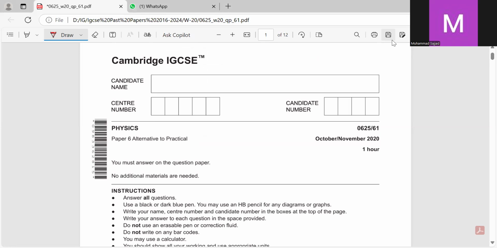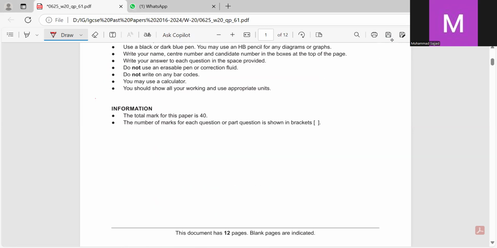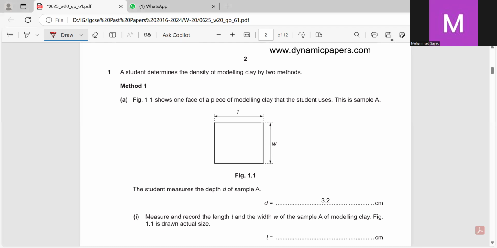Here we are right now starting paper 6 variant 1, October-November 2020. So let's continue. And here first of all, question number 1 is: a student determines the density of modeling clay by two methods.